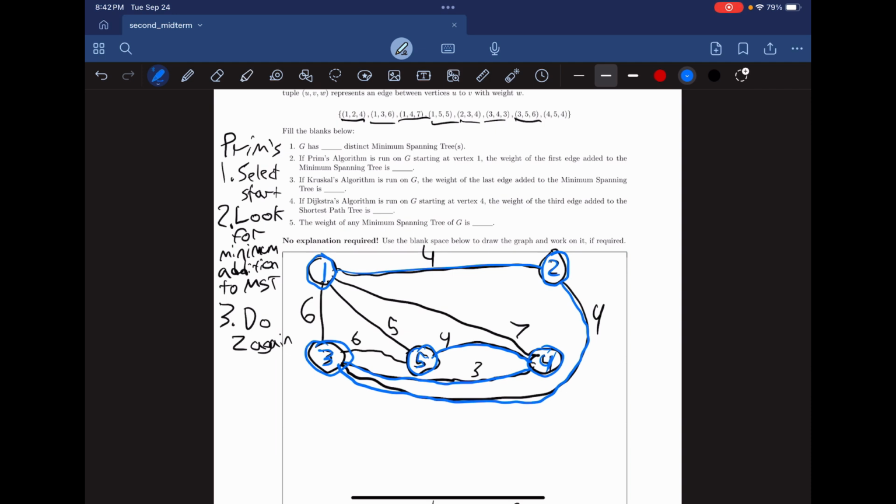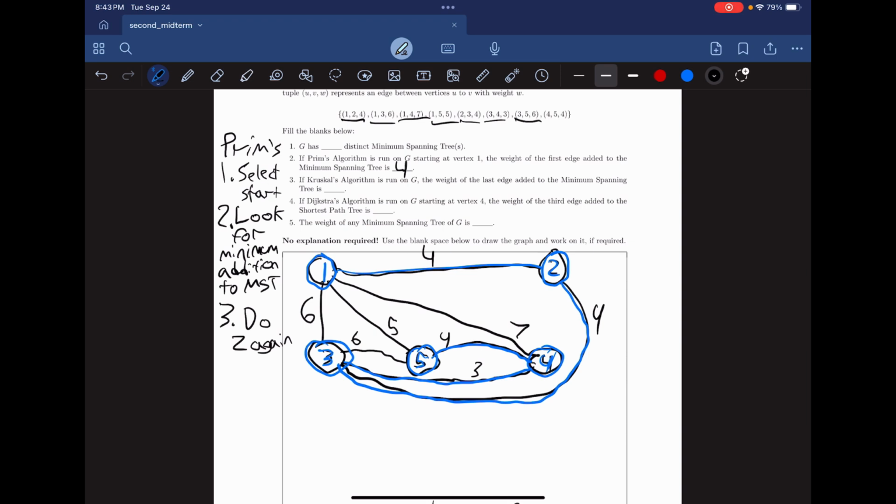So let's go back to our question. Let's look at question 2 right now. If Prim's algorithm is run on G starting at vertex 1, which is what we did, the weight of the first edge added to the minimum spanning tree is blank. If you remember correctly, the first edge that we added was the edge between 1 and 2, and the weight of that edge was 4. So therefore, the answer to the question for number 2 is 4. Write that in the box.